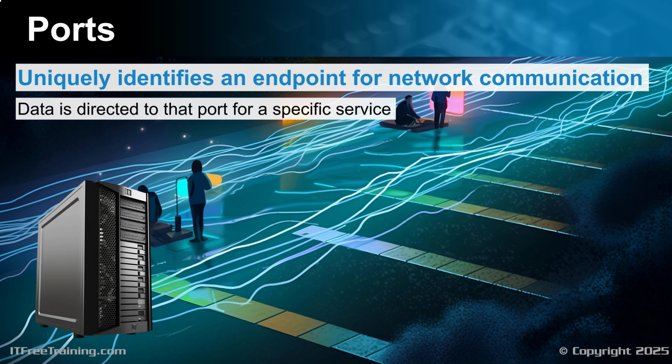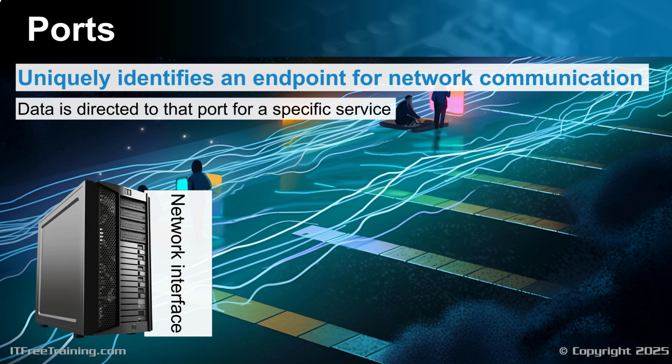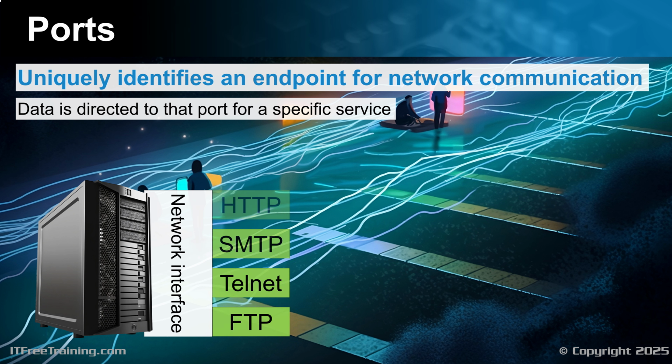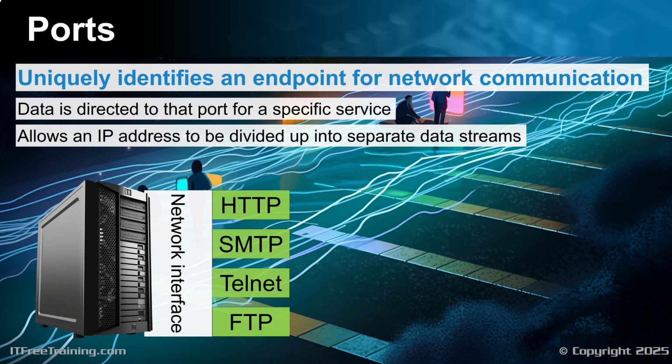Let's consider that we have a server. The server has a network card. The network card is listening on different ports for incoming connections. Having ports allows an IP address to be divided up into separate data streams. When a user connects to a server, the port it connects to will determine which service it is connecting to.